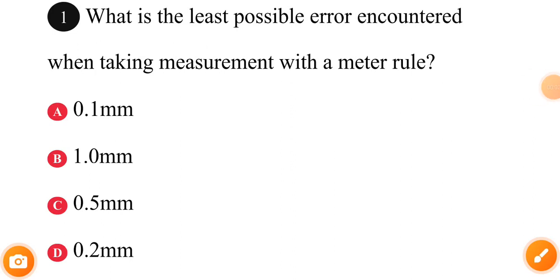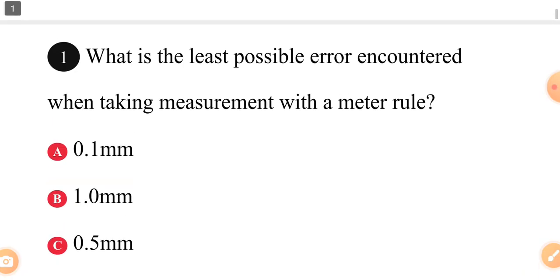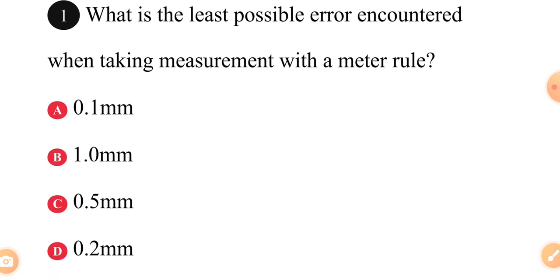Now we will quickly continue from where we stopped in part 12, giving you Expo questions, expected preparatory questions for you in physics. Number 1, what is the least possible error encountered when taking measurement with a meter rule? This one doesn't require using a calculator or any formula. The answer is just the answer.